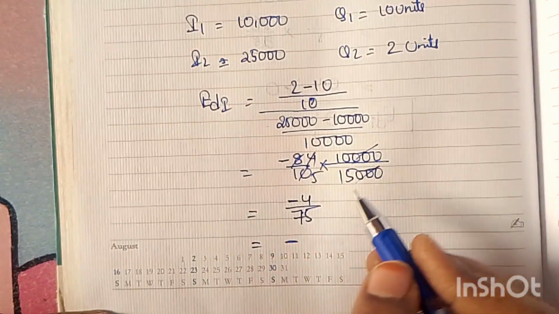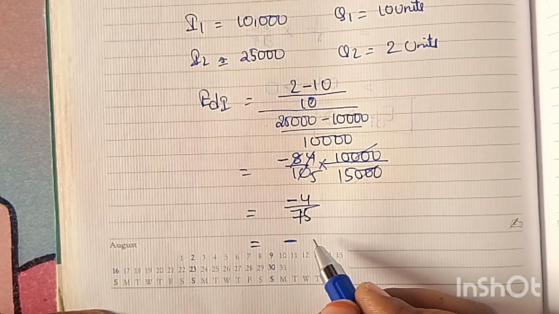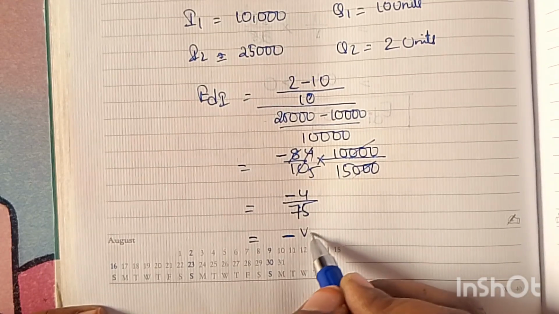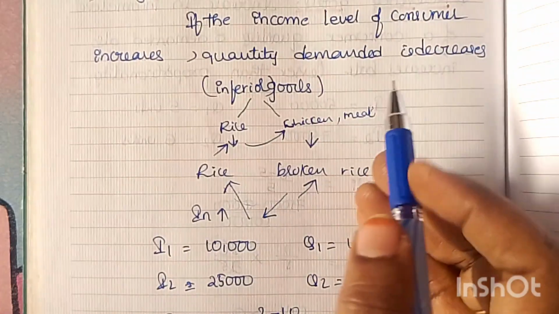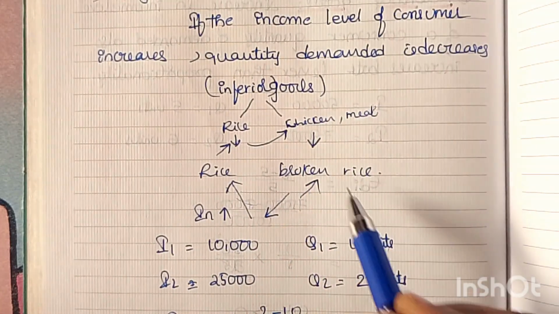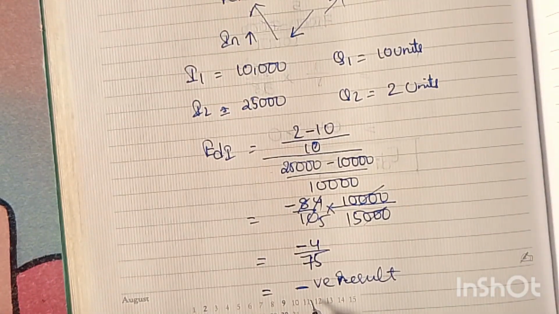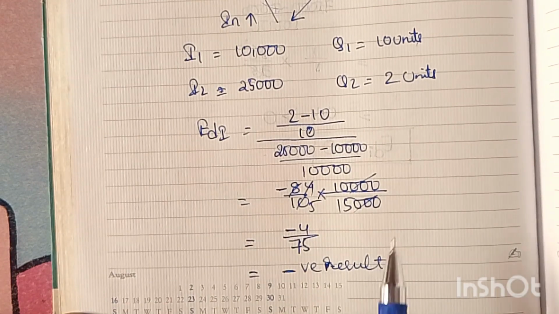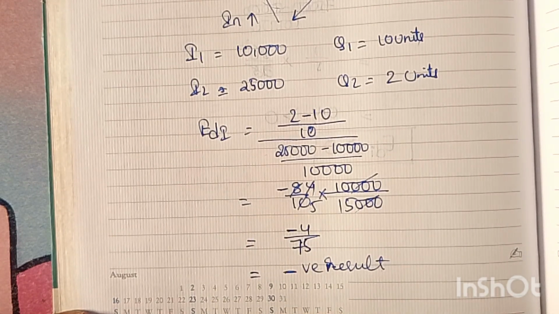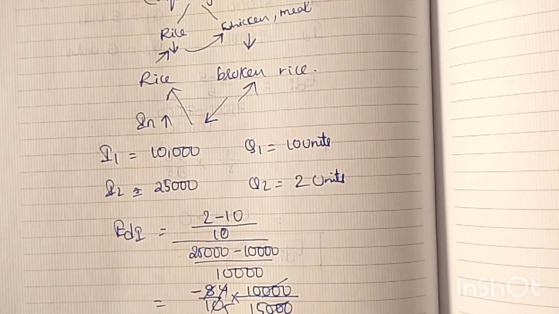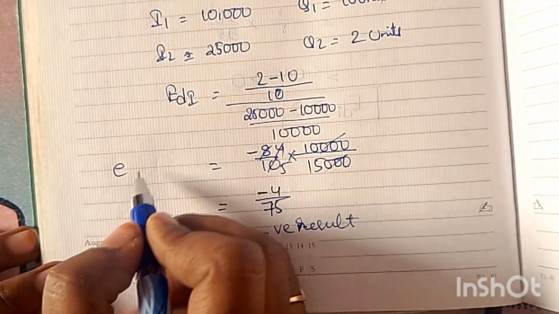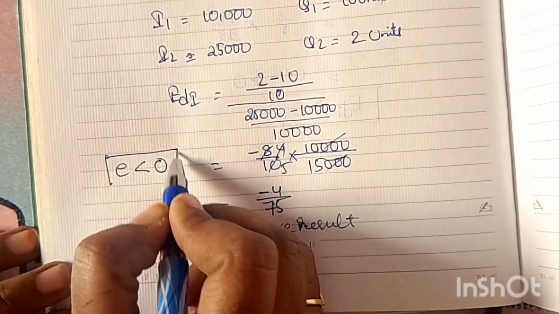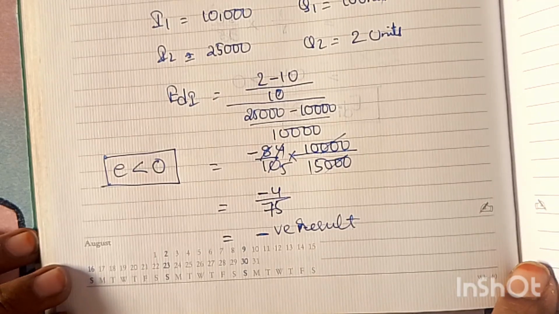So after substituting and solving, we get a negative value, okay, a negative result. So here, even though the income level of a consumer increases, the demand for the inferior good decreases. So we get the answer in negative terms. Okay, so this is the concept of negative income elasticity of demand. So here the income elasticity is always less than or equal to 0. Okay, so coming to the next one, that is zero elasticity of demand.